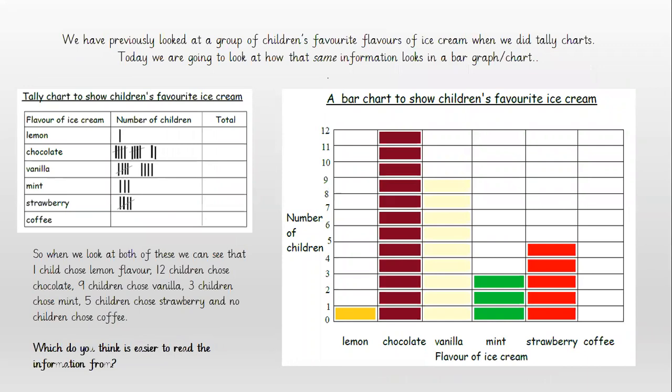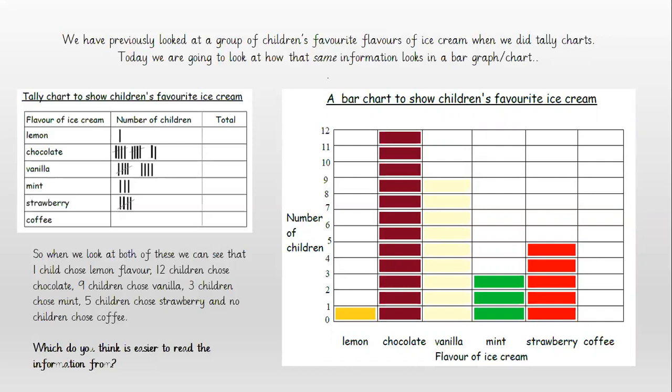Now, you'd be familiar with the tally chart I've got on this screen. We have previously looked at a group of children's favorite flavors of ice cream when we did tally charts. And today we are going to look at how that same information looks in a bar graph. So when I look at both of these, we can see that one child chose lemon flavor, 12 chose chocolate, 9 chose vanilla, 3 chose mint, 5 chose strawberry, and no children chose coffee.